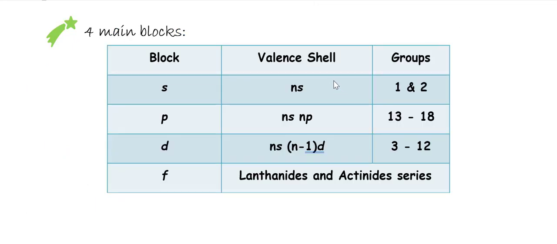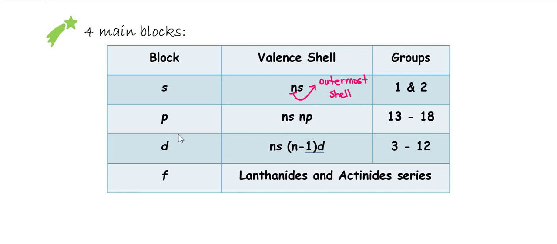So there are four main blocks in the periodic table. We have block S, P, D, and F. From the block, we can identify the valence shell of the elements. For S block, the valence shell of the elements is ns. The n here indicates the outermost shell, meaning the shell yang paling luar. So it is the outermost shell.